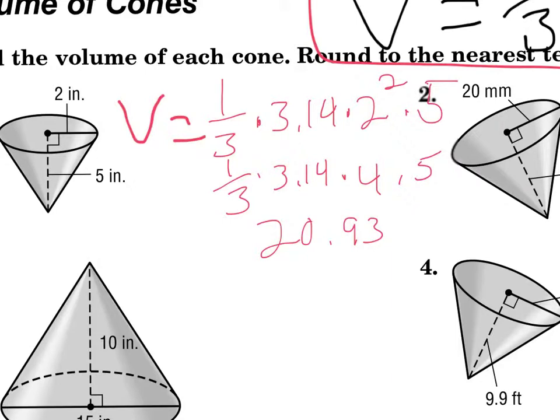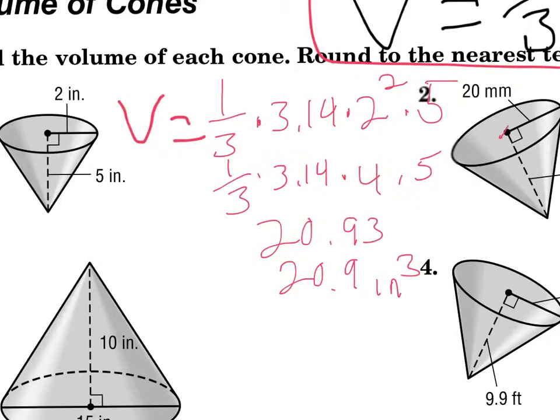20.93. So since we're rounding to the nearest tenth, we're going to go ahead and round this to 20.9. Now the units are inches, and because it's a volume, they will be cubed. So it's 20.9 cubic inches is how you would read that. And that's it, and that's all.